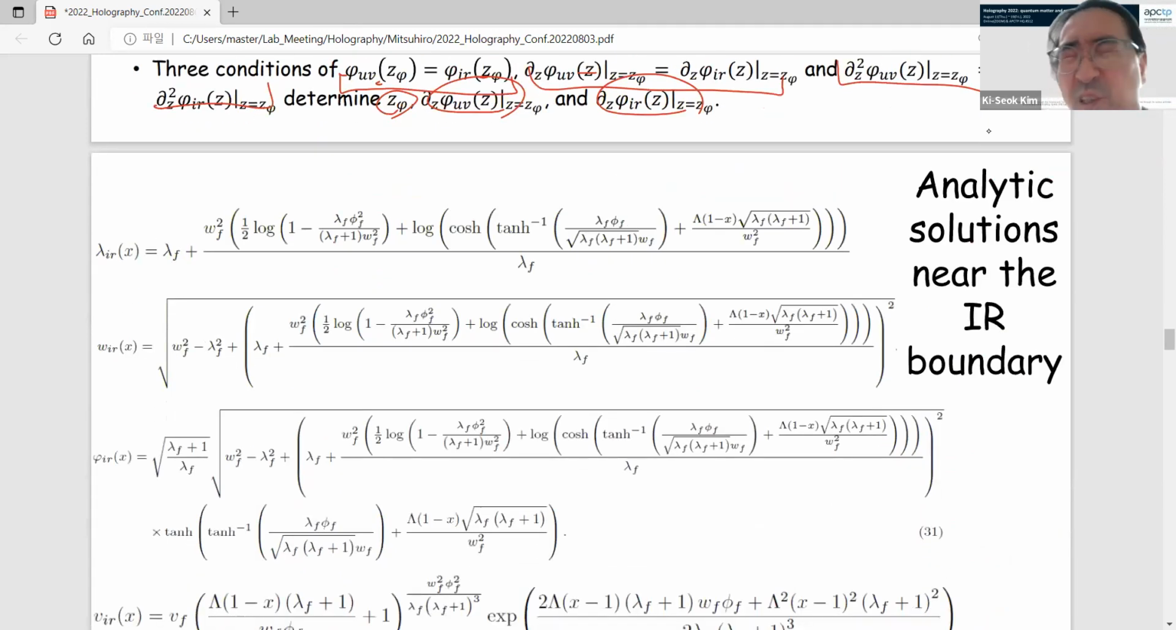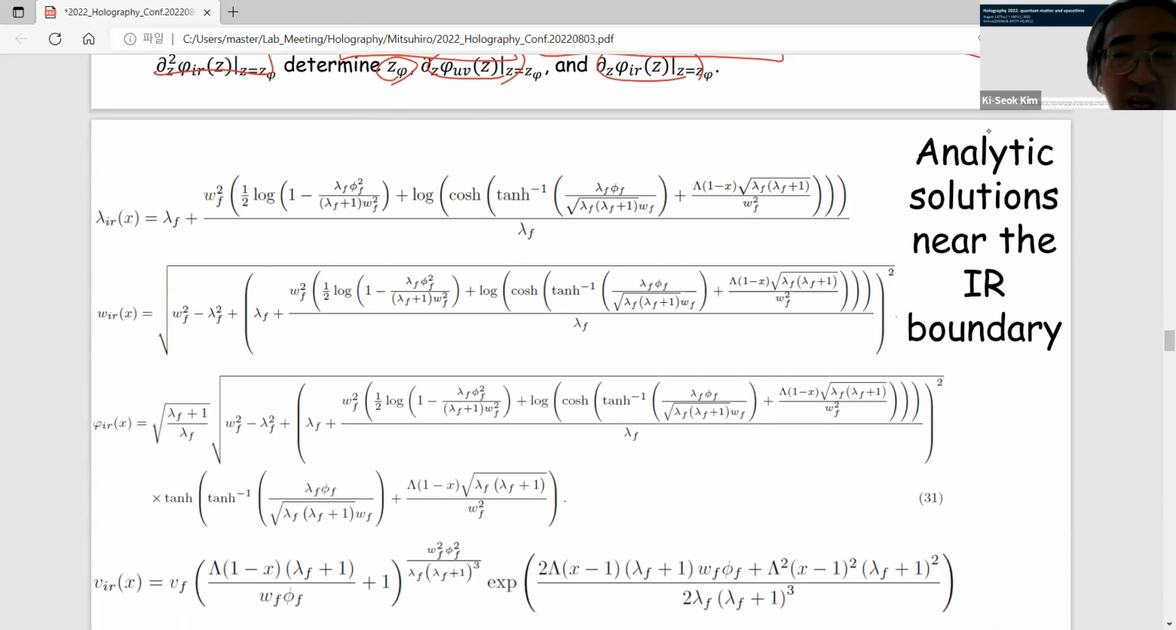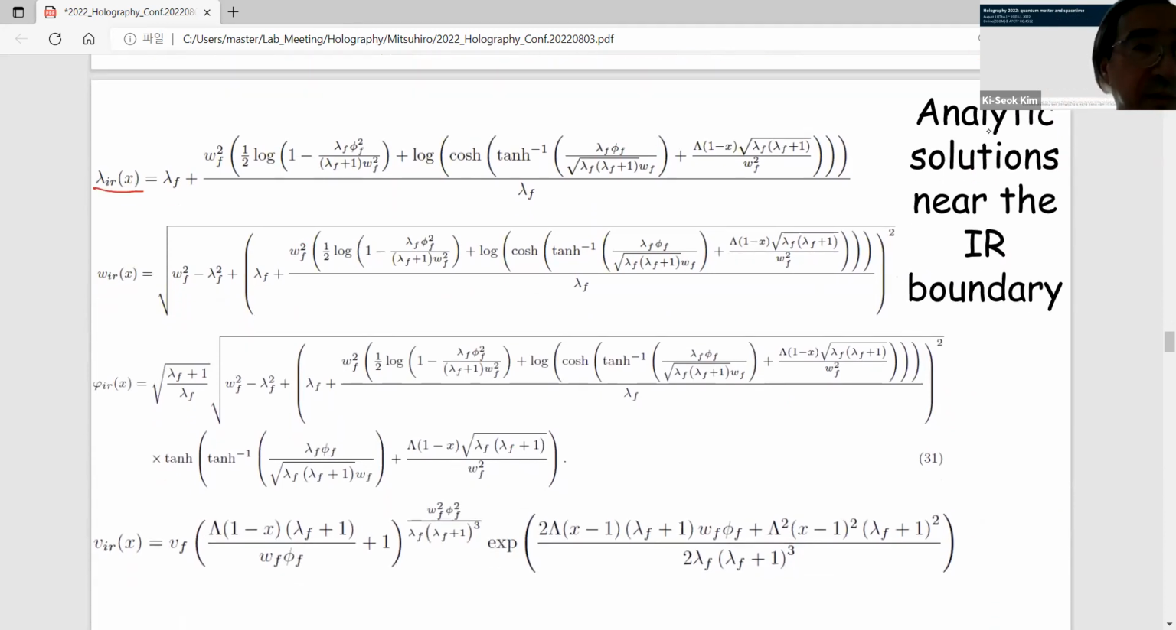You can find some analytic solution at IR. The detailed form is not important. Lambda, coupling function, field normalization, chiral symmetry breaking field, velocity normalization with some IR boundary values. We checked that these analytic solutions are quite well matched and consistent with the actual differential equation in the IR region.